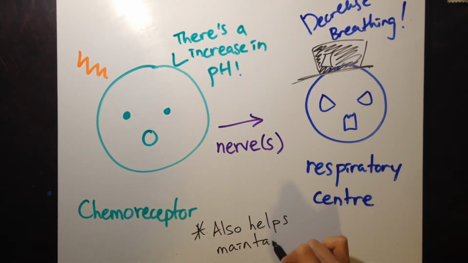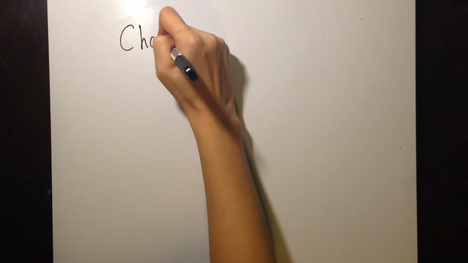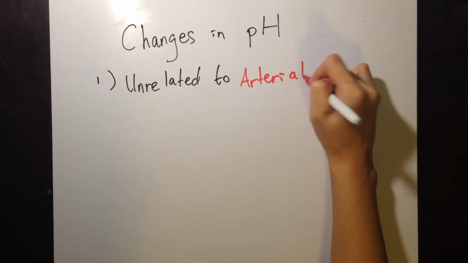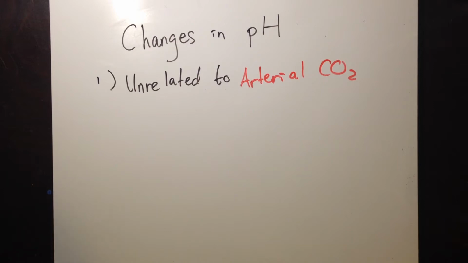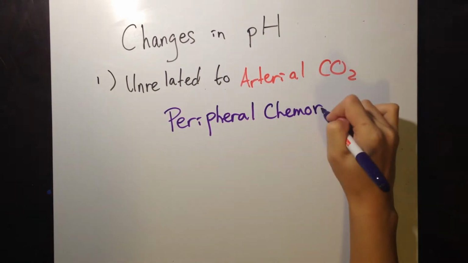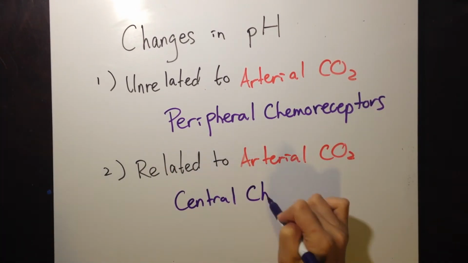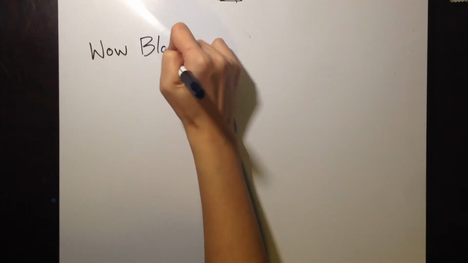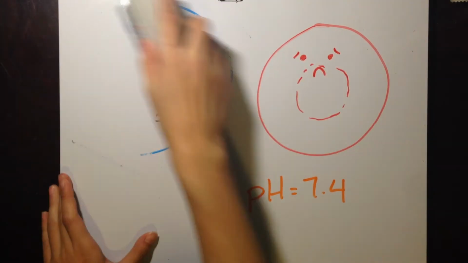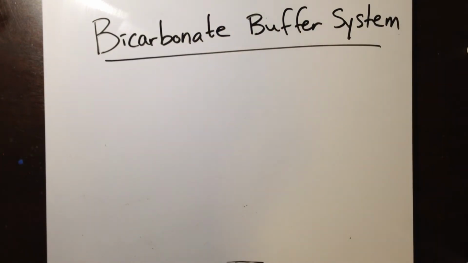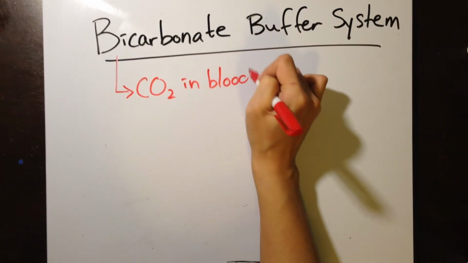These same chemoreceptors and the same process also help maintain blood pH levels. A change in pH can be caused by a number of different things. Changes in pH that are unrelated to arterial carbon dioxide levels are detected by the carotid body of the peripheral chemoreceptors. However, we will be focusing on changes in pH that are related to carbon dioxide levels. Blood is slightly basic at a pH of 7.4. A shift in pH can be very damaging and even fatal. Fortunately, the body has a buffer system that can help maintain the pH, called the bicarbonate buffer system.